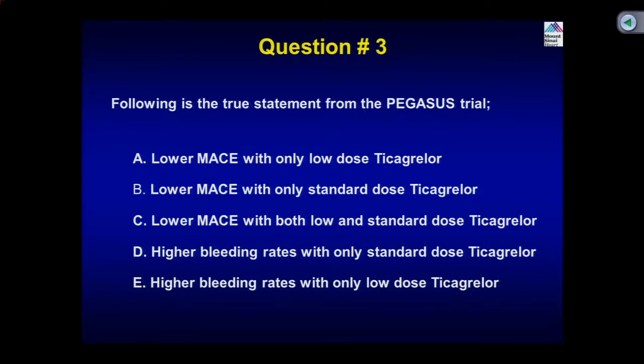The third question, the following is the true statement from the PEGASUS trial: the lower MACE with only low dose ticagrelor, or only with standard dose ticagrelor, or lower MACE with both low and standard dose ticagrelor, and higher bleeding rate with only standard dose ticagrelor, or higher bleeding rates with only low dose ticagrelor.